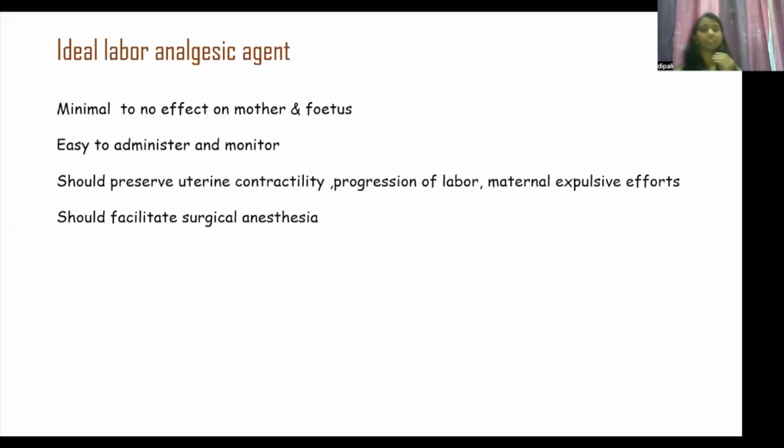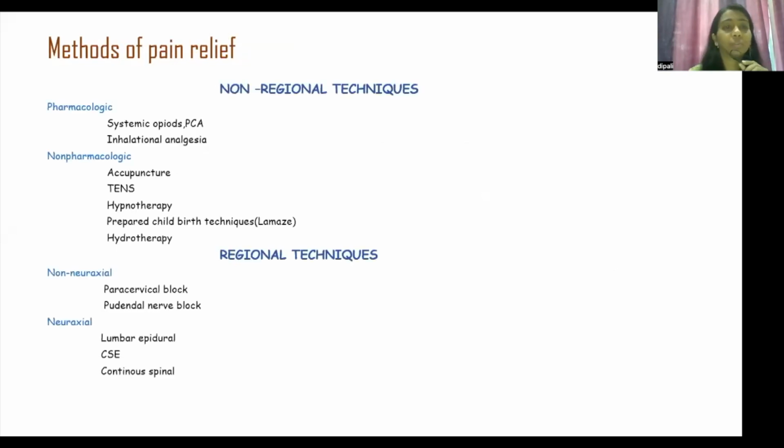An ideal labor analgesic should have minimal to no effect on mother and fetus. It should be easy to administer and monitor and should preserve uterine contractility, progression of labor, and maternal expulsive effort. And it should also facilitate surgical anesthesia. Various methods which are used for labor pain relief are regional and non-regional. In non-regional, the various methods are systemic opioids, inhalational analgesics, and non-pharmacological techniques such as acupuncture, TENS, hypnotherapy, and hydrotherapy. Non-neuraxial techniques are paracervical block and pudendal block, and neuraxial techniques are epidural and continuous spinal epidural.